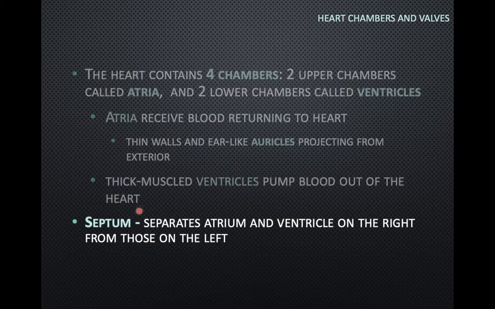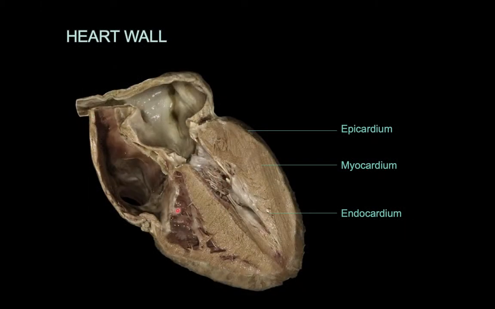Finally, we have the septum. So the septum separates the atrium and the ventricle from the right and left. Okay, so let's go back to this guy. Right here is our interventricular septum, and then you would have your atrial septum up here. So that's the wall that separates right from left on the heart.